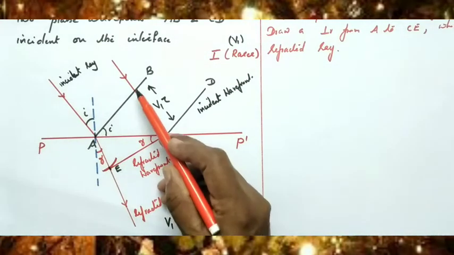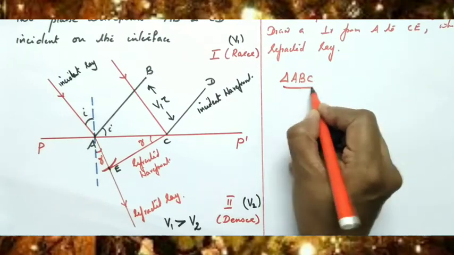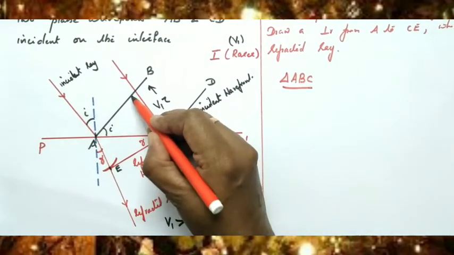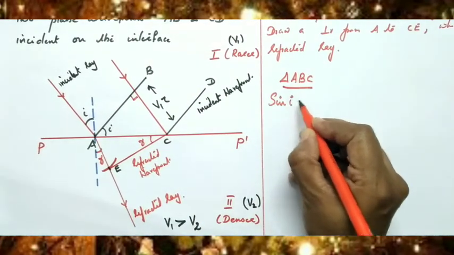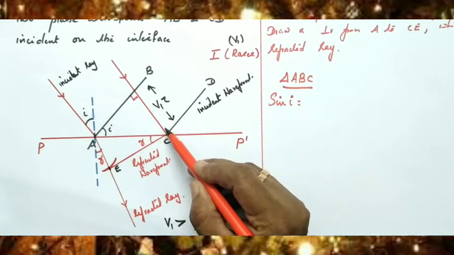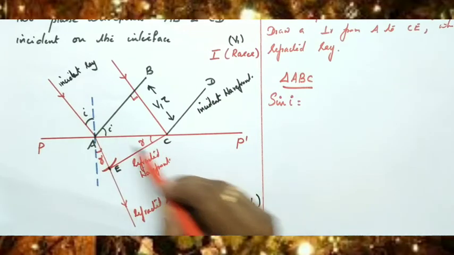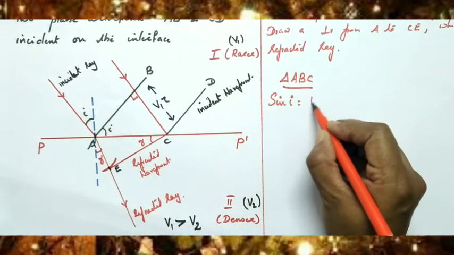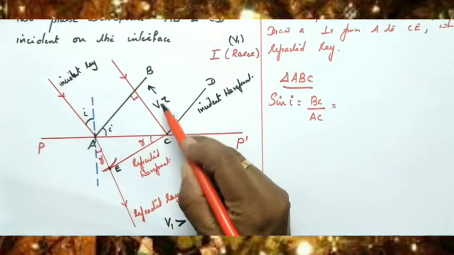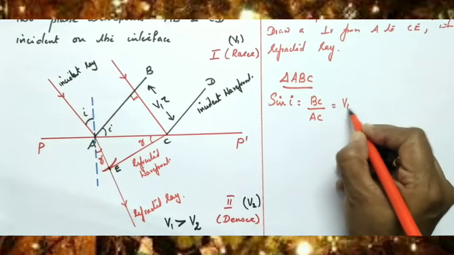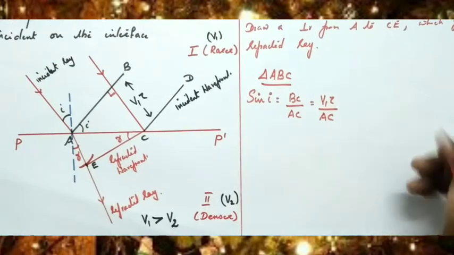Consider the triangle ABC. This is 90 degree. Okay, take sin I. What is sin I? Sin I equal to opposite side divided by hypotenuse. This is 90 degree, no? So AC represents the hypotenuse. So sin I equal to BC divided by AC. And what is the value of BC? BC is equal to V1 toe. So sin I equals V1 toe divided by AC. Clear children?